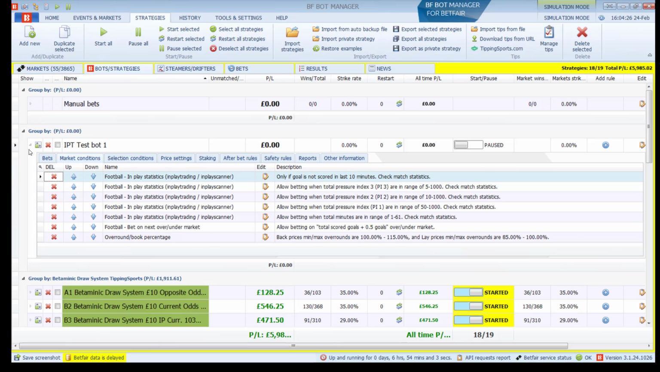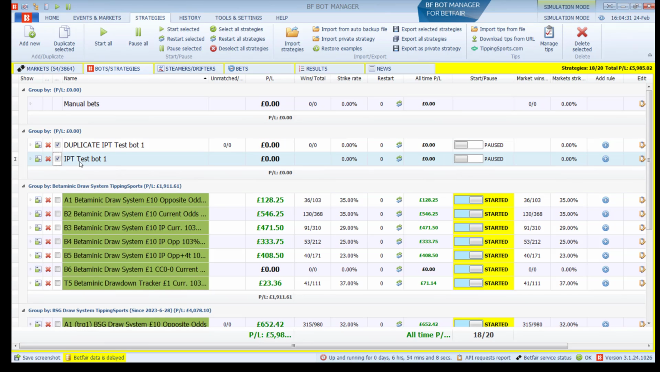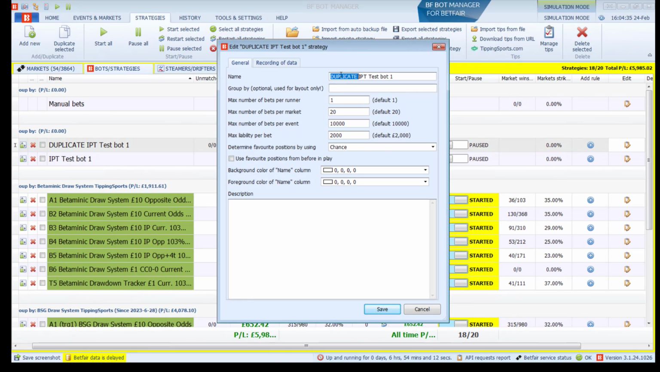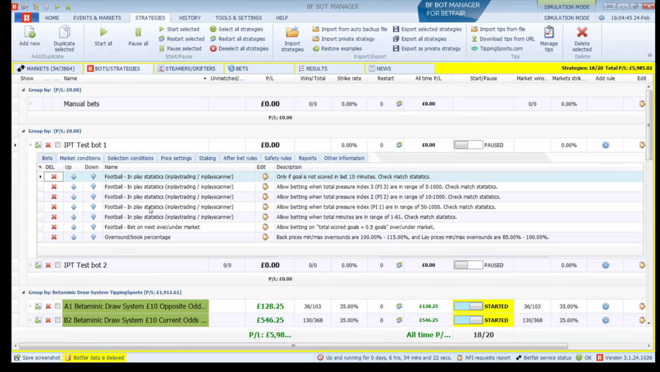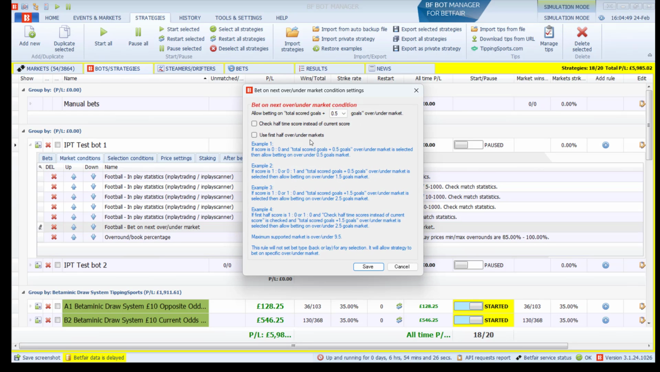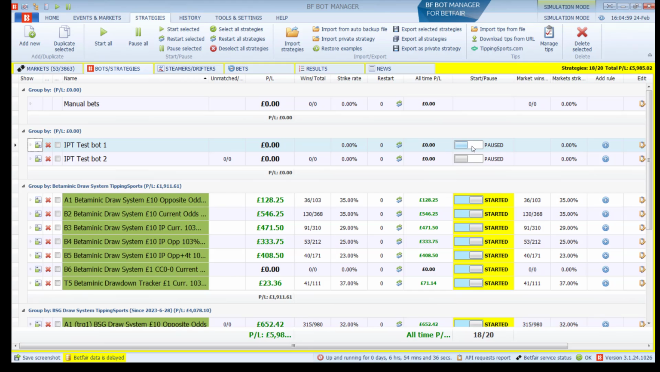But as I said, I also want to place another bet on the next goal market +1. So to do that, I can take this test bot and duplicate it. I'm going to edit its name, testbot2, and then here in the market conditions, I don't want it to bet on the next goals market. I want it to bet on the next goals market +1, so plus 1.5 goals. Save, and there it is. Easy. So I can start both of them.